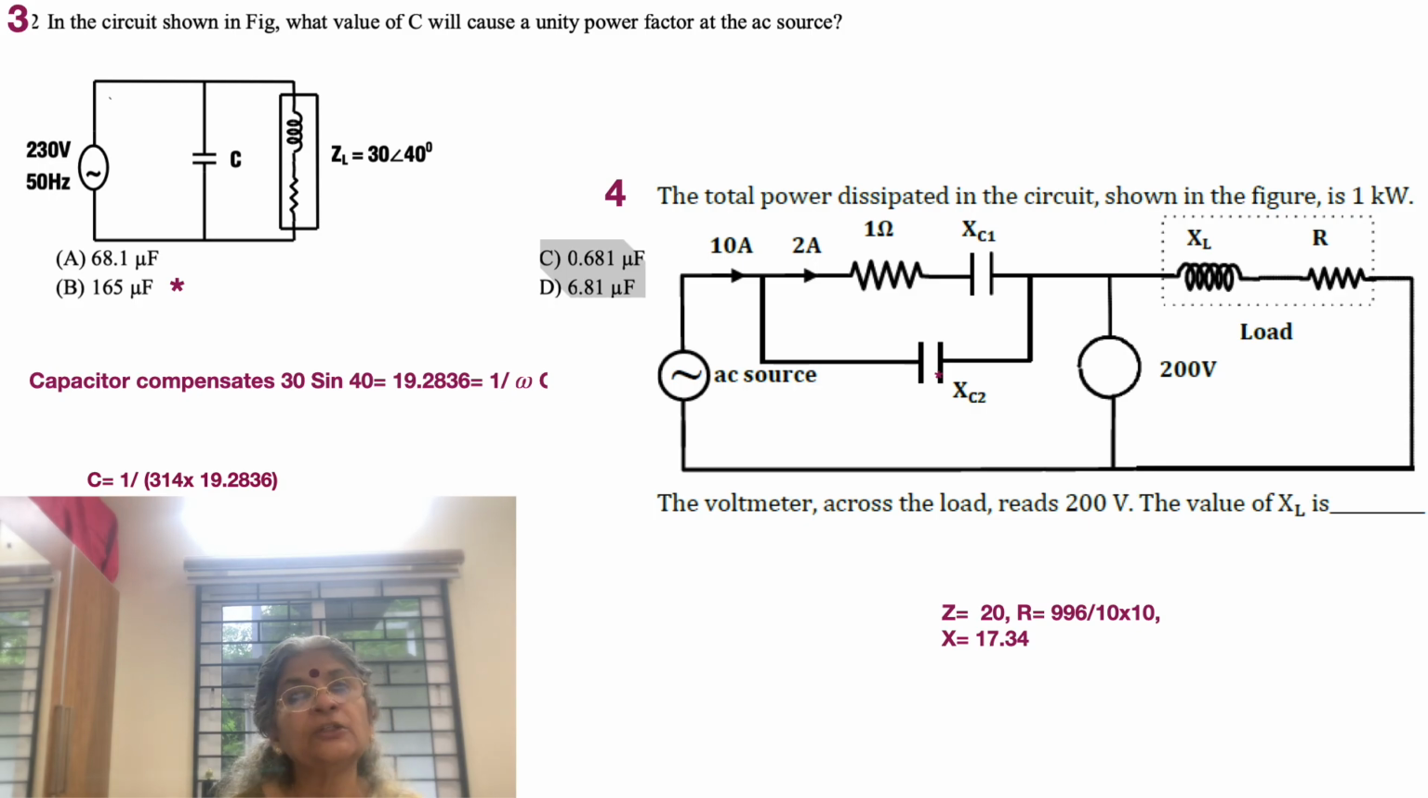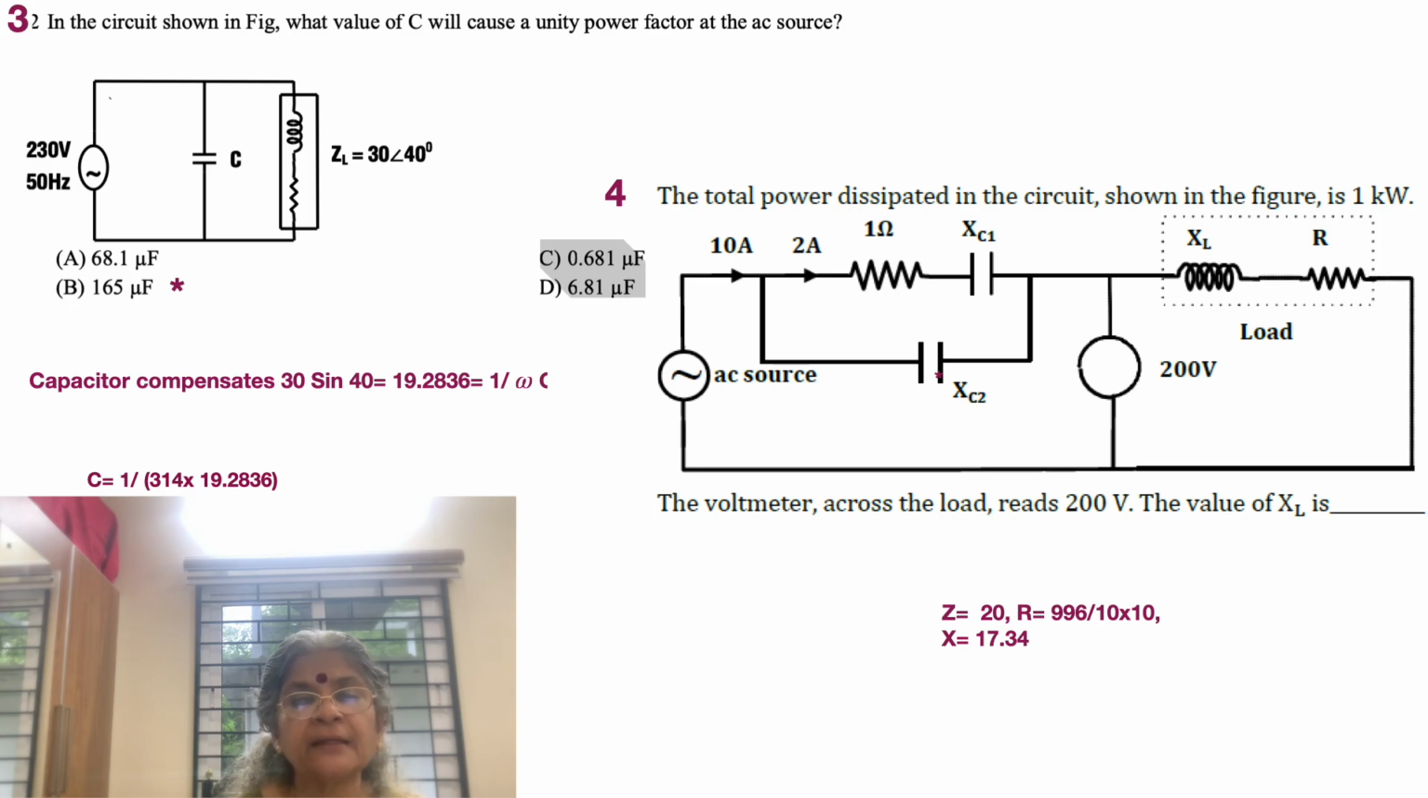It's not a source. It could be a voltmeter, and then the combined current of 10 amps, which started off as 10 amps, ends up as 10 amps, flows through XL and R, and then it returns to the source. So what is asked is: the total power dissipated in the circuit shown in the figure is 1 kilowatt. This is the additional information given to us. That is the total power dissipated, which means that the power dissipated in the 1 ohm as also in the resistance R is equal to 1 kilowatt.